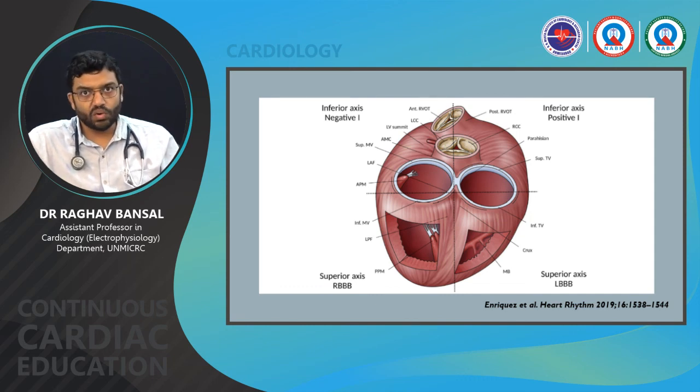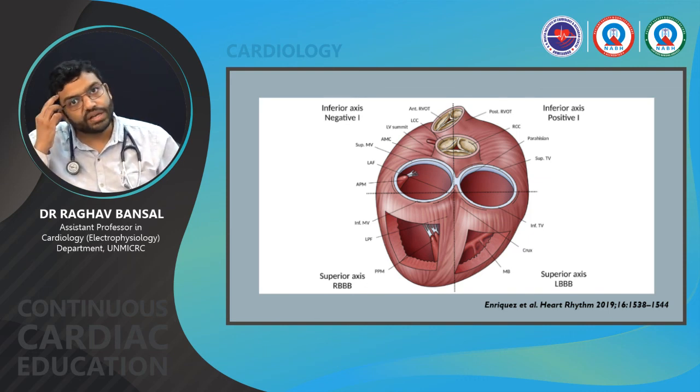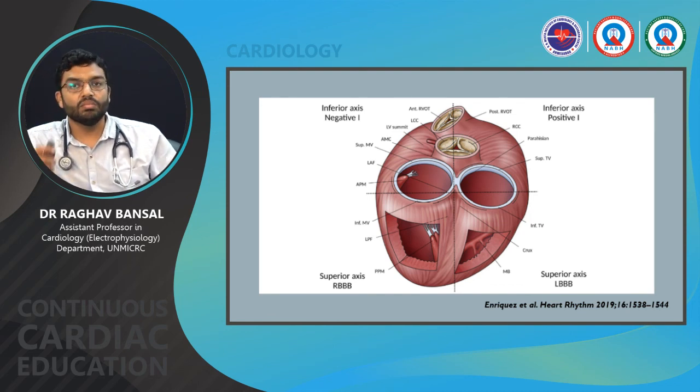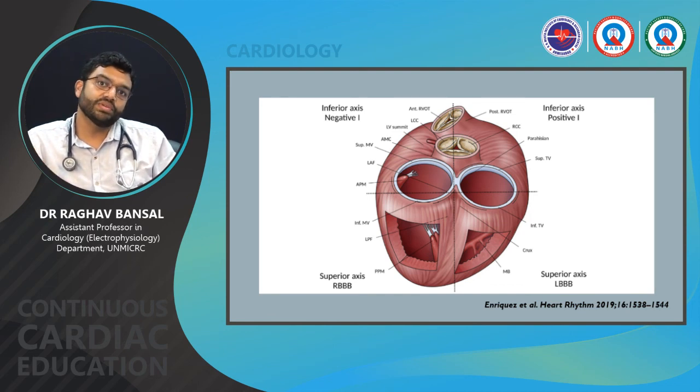Coming to the inferior quadrants, these will give rise to a superior axis. The more important differentiator between left and right is the bundle branch block pattern here. On the right side, we have the inferior tricuspid annulus, the crux, and the moderator band. On the left side, the common structures are the papillary muscle, the posterior fascicle, and the inferior mitral annulus.